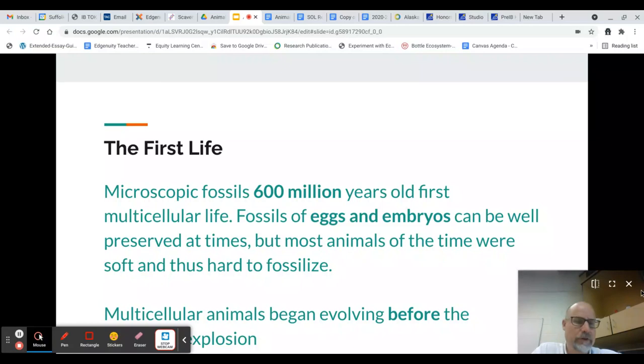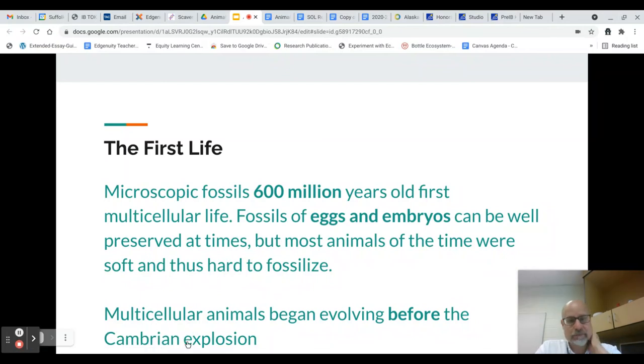All right, guys. So we are going to be looking at animal physiology. Part of looking at animal physiology is looking at when animals started appearing, when microscopic life started happening, and all of that. Now, to begin with, microscopic fossils started about 600 million years ago. So that's like the first multicellular life we see.